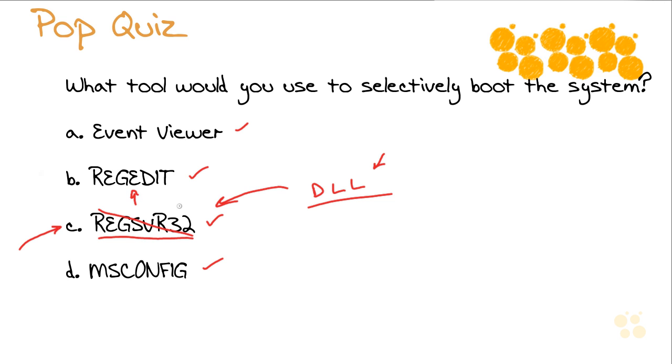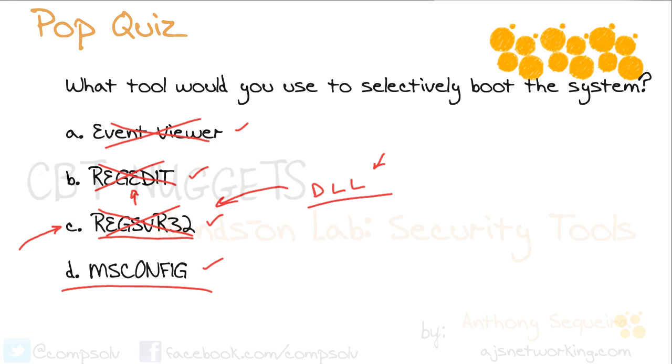So this doesn't have to do with booting. We know regedit doesn't have to do with booting. Event Viewer shows us stuff that's happening while we boot, but it's msconfig that gives us those very distinct options for booting our system, and it's one of the reasons we absolutely cherish that tool.